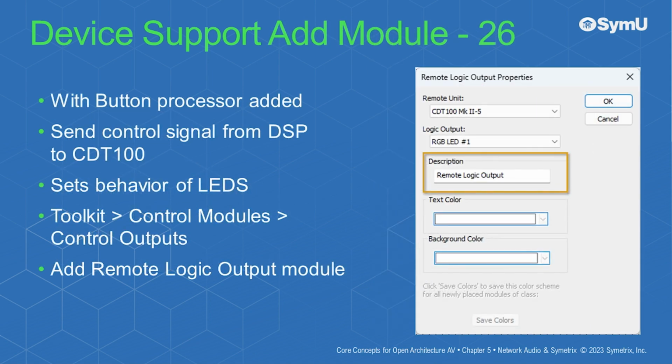With the button processor added, send a control signal from the DSP to the CDT100 to set the behavior of the LEDs. In the toolkit, under Control Modules, Control Outputs, add a remote logic output module. Please note, it is understood you may not have a physical Clock Audio device during this course, and this should be taken in stride. Additional note, logic functionality does not work unless online in Composer, which is also understood may not be possible while taking this course.